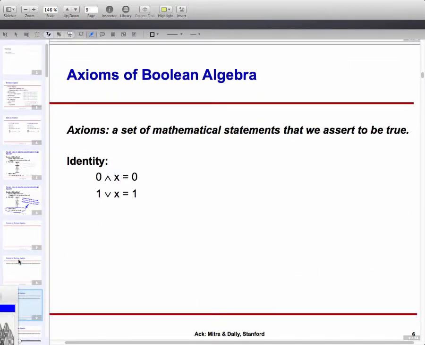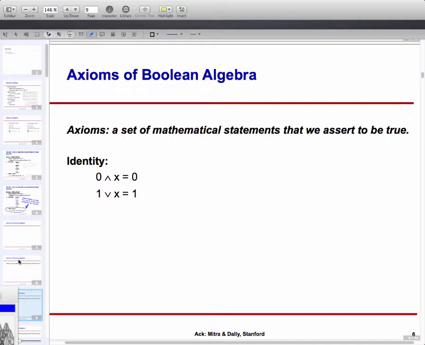So first one is identity. In regular algebra, we are told that a plus 0 is a. So 0 basically has the property that it does not cause any change in the addition operation. Likewise, a times 1 is a, so 1 is the multiplicative identity.